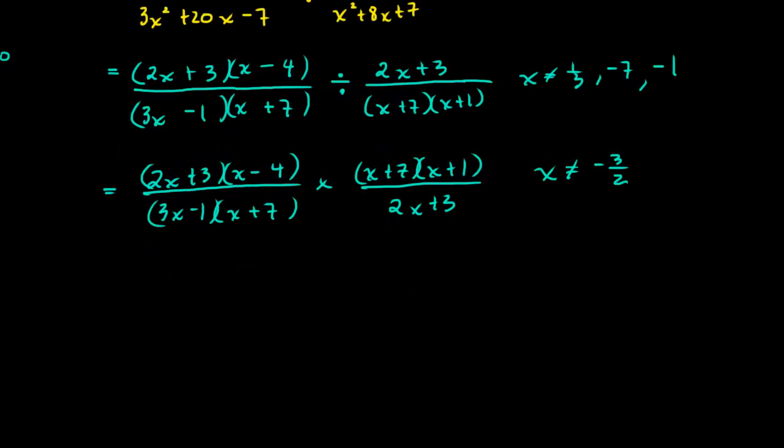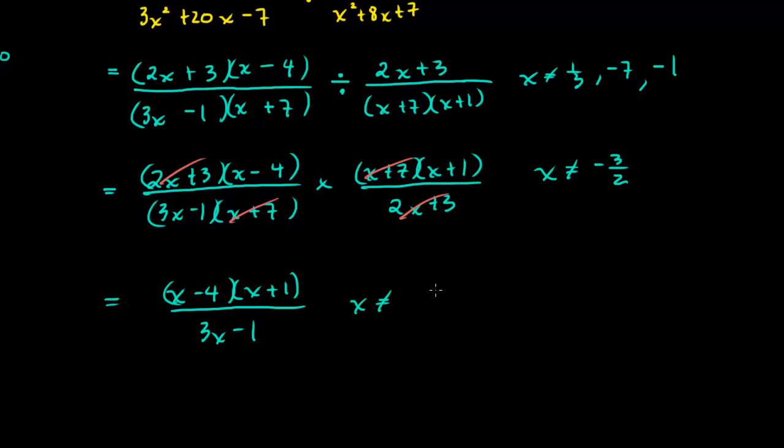Now we can start simplifying. In my numerator, when I multiply the numerators, I'll have a factor of 2x plus 3. So I can divide out a factor of 2x plus 3. In my numerator, I'll have a factor of x plus 7, and same thing with my denominator, so I can divide out a factor of x plus 7. And I'm left with x minus 4 times x plus 1 over 3x minus 1.